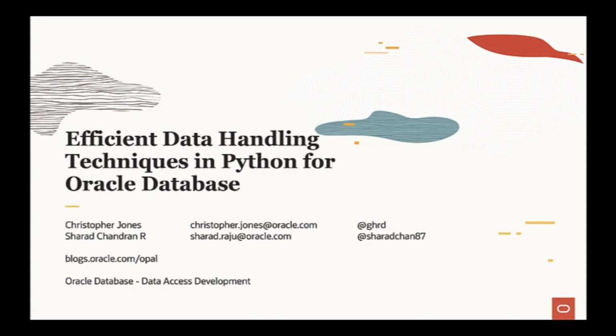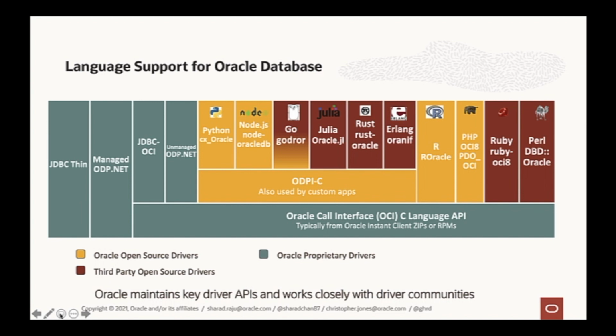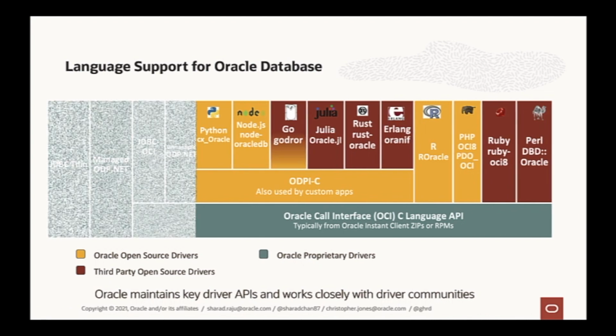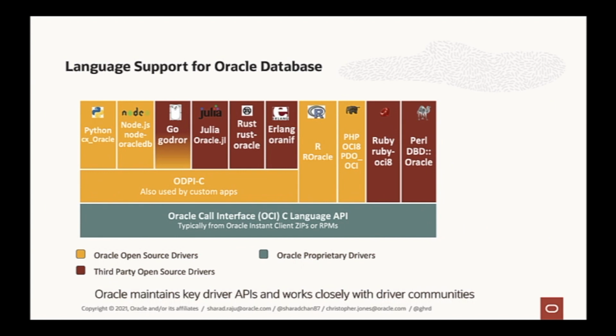Just got a few slides to warm up. Most of what we'll do is code. This is the overall architecture for where our group sits. We look after all of the database access APIs. And in particular, Sharad and I look after anything which sits on top of that C language API itself. Today, we're obviously going to be talking about Python cx_Oracle.